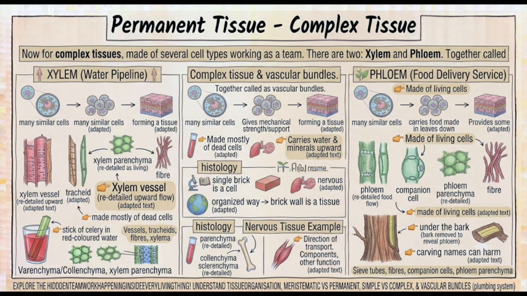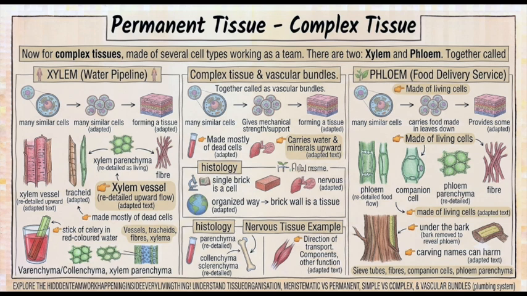They're made up of several types of cells working as a team together. There are two types, xylem and phloem. Xylem is a plant's water pipeline. It carries water and minerals upward from the roots to the leaves. Think of a straw running through a plant and pulling water all the way to the top of a tall tree. Interestingly, xylem is made up of dead cells.